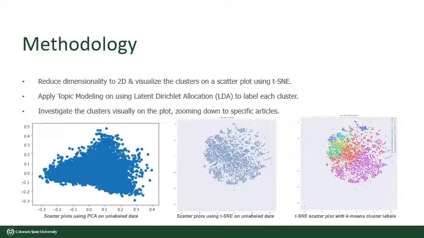Finally, we make the plot interactive using Bokeh. So now, while we are exploring similar articles, we can zoom in to get articles that are more closely related and zoom out to get a high level overview.